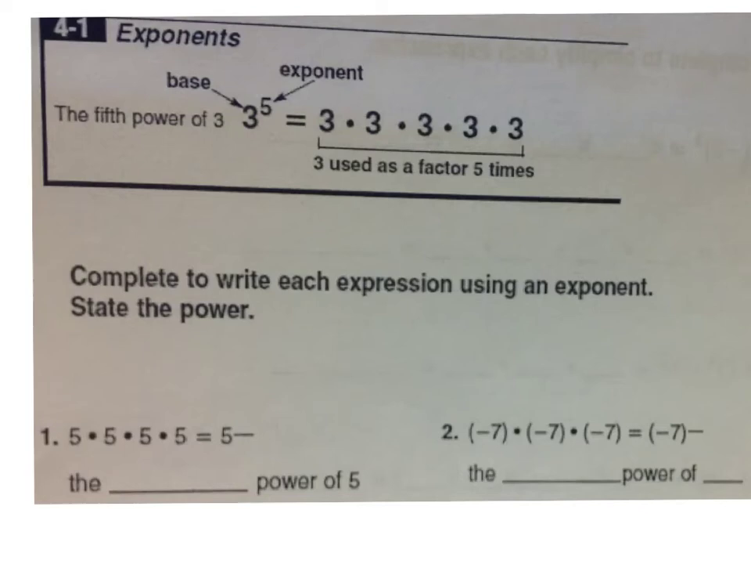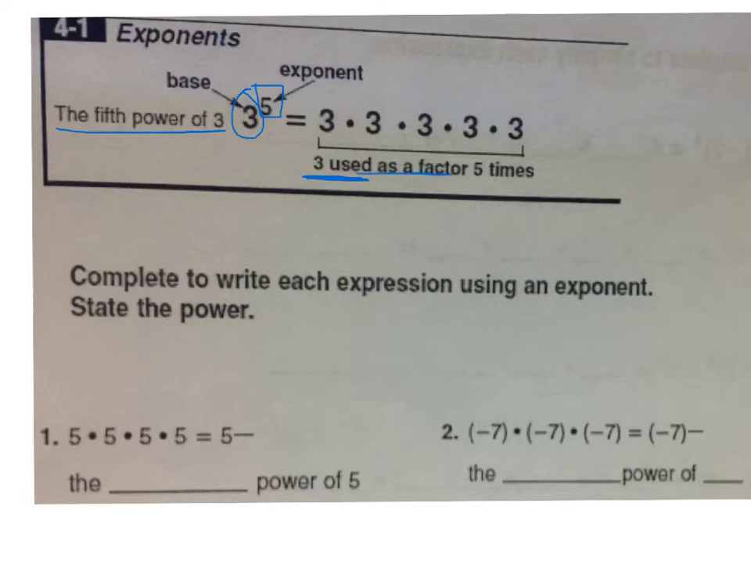In Chapter 4.1, we're going to be looking at how to evaluate expressions that have exponents in them. Now, I know you've seen these before, but let's just review some of the vocabulary. If I'm talking about the fifth power of 3, that means I'm using the base of 3, and the exponent is 5. The base, remember, tells us what number to use as a factor. So in this case the base is 3.